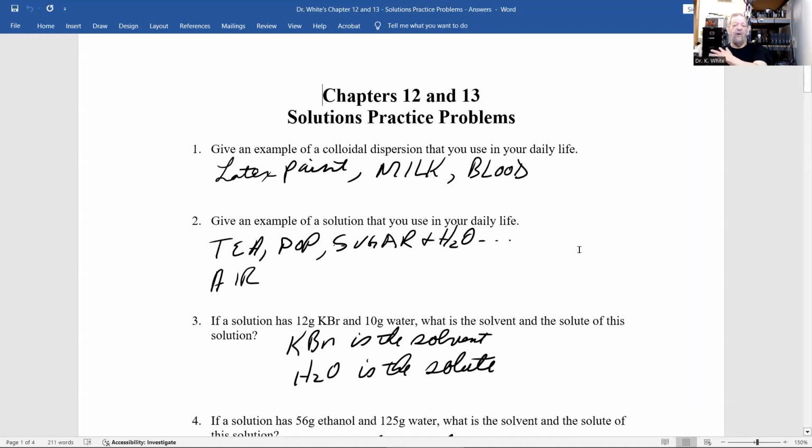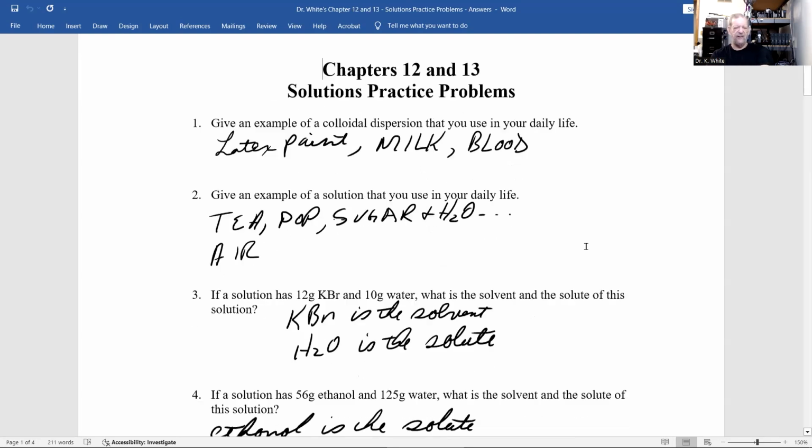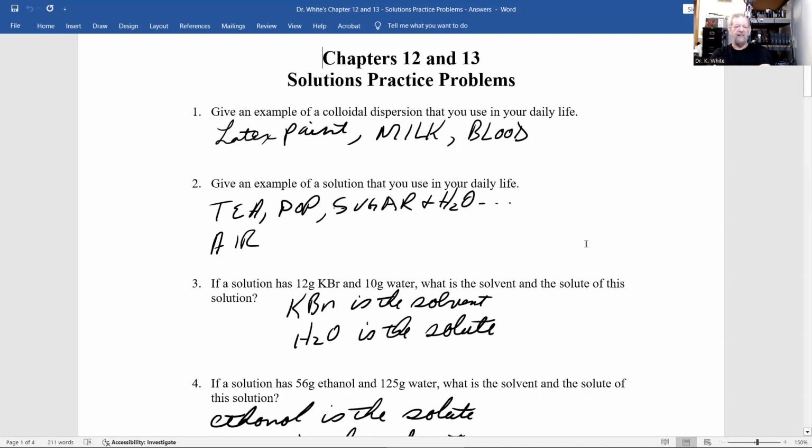Now, I hope you all went through chapter 12 and 13, solution practice problems. And unfortunately, I just realized some of these I have in cursive. I thought I changed everything to type so you could read it, but I'll go through it just in case you can't read it. Give an example of a colloidal dispersion that you use in your daily life. And there's latex paint, milk, and your blood.